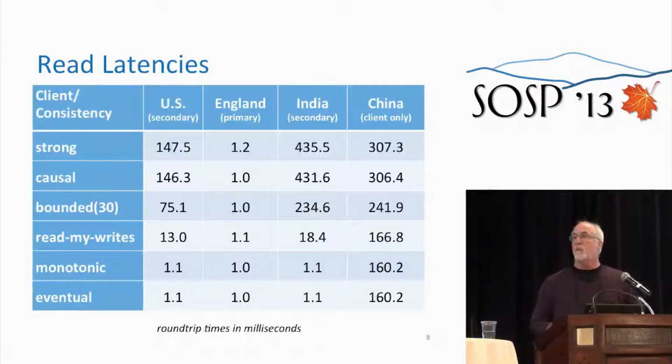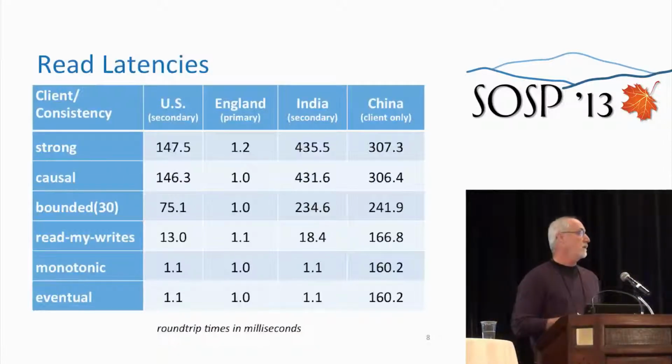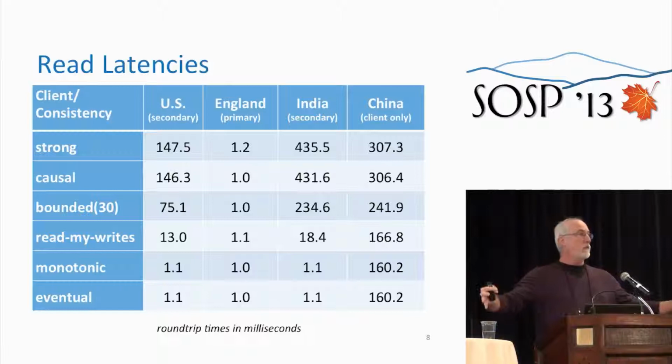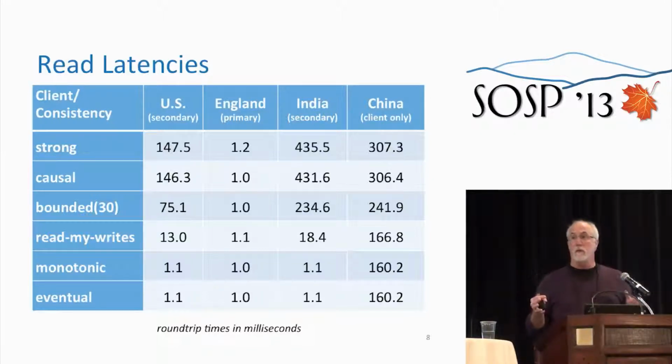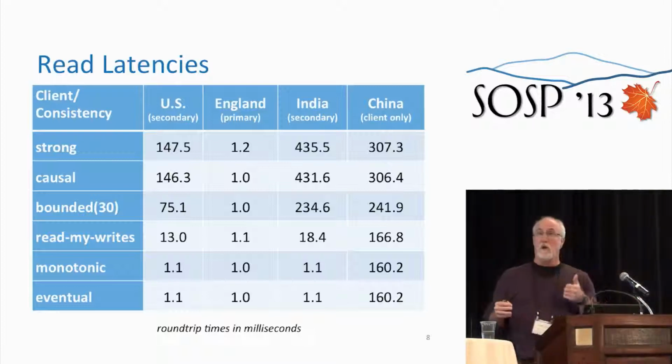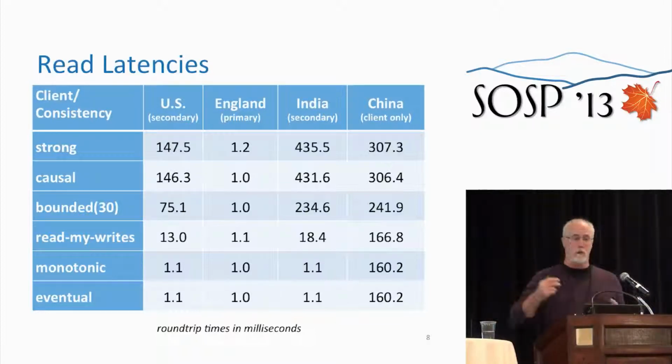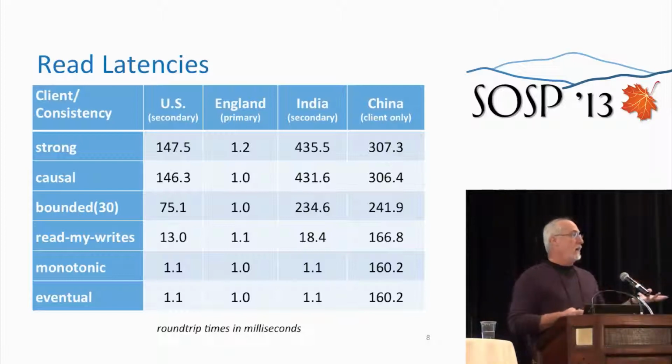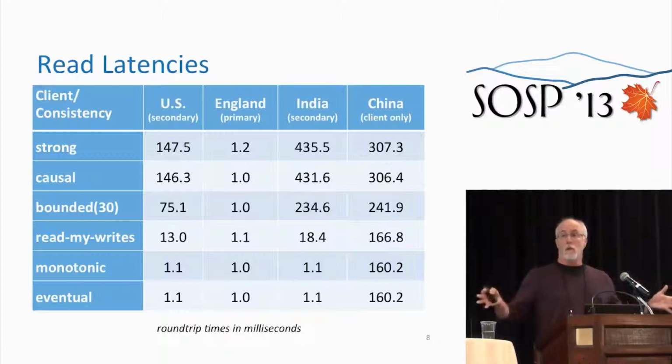Okay, so what are the performance implications of choosing one of these consistencies? In this table, I expanded on the previous table that I showed you. For each of the 6 consistencies and each of 4 clients running the YCSB benchmark, I show you the average round-trip time for GET operations in milliseconds. Again, we have the same configuration that I talked about before. We have a primary in England, a secondary in the US, a secondary in India, and a client in China where there's no local replica.